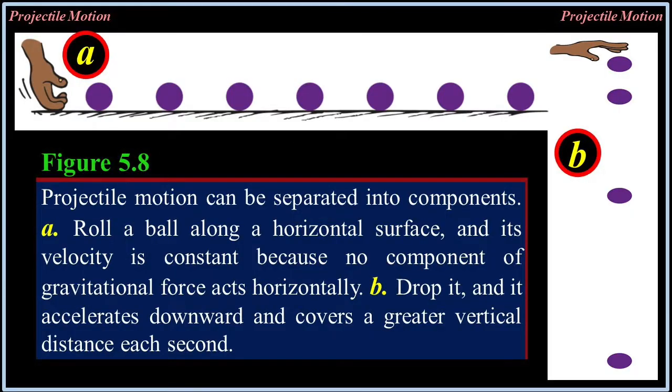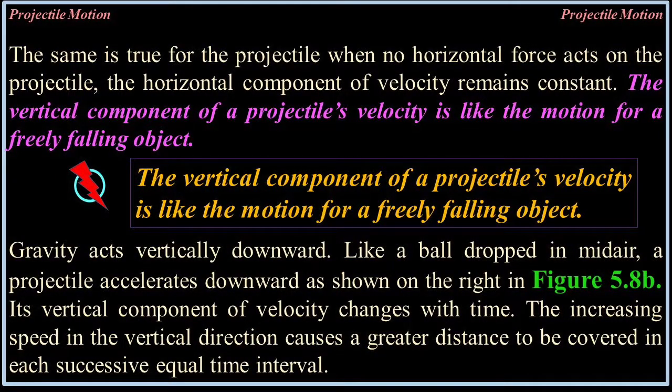Figure 5.8a and b. Projectile motion can be separated into components. A. Rolling a ball along a horizontal surface, its velocity is constant because no component of gravitational force acts horizontally. B. Drop it and it accelerates downward and covers a greater vertical distance each second. The same is true for the projectile: no horizontal force acts on the projectile. The horizontal component of the velocity remains constant.